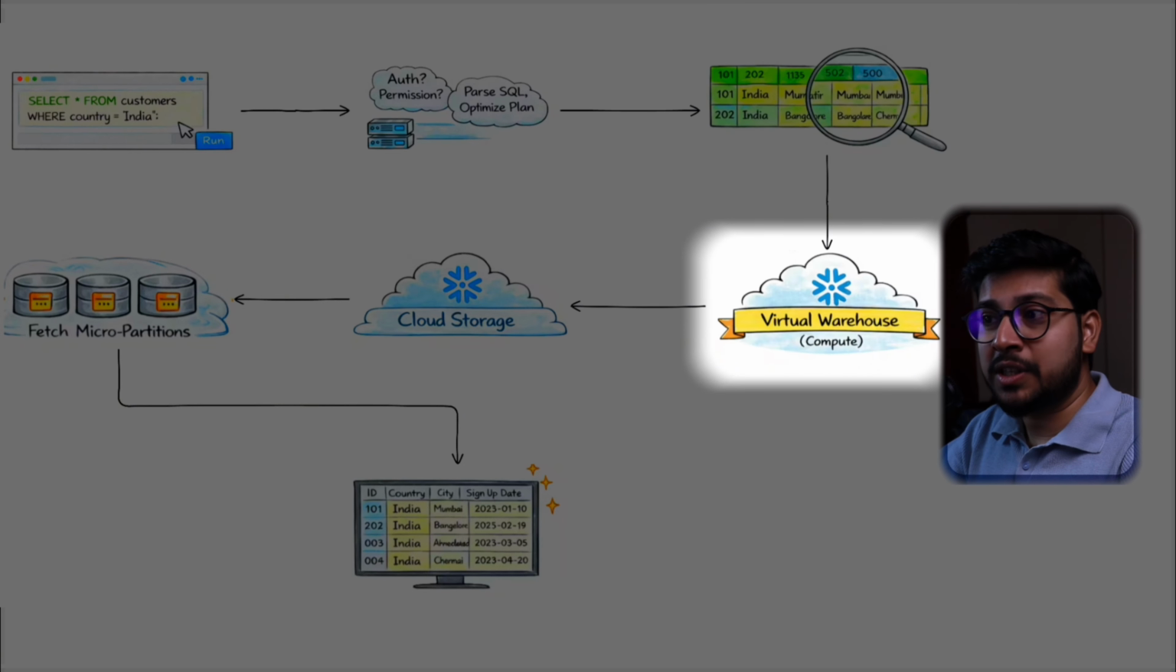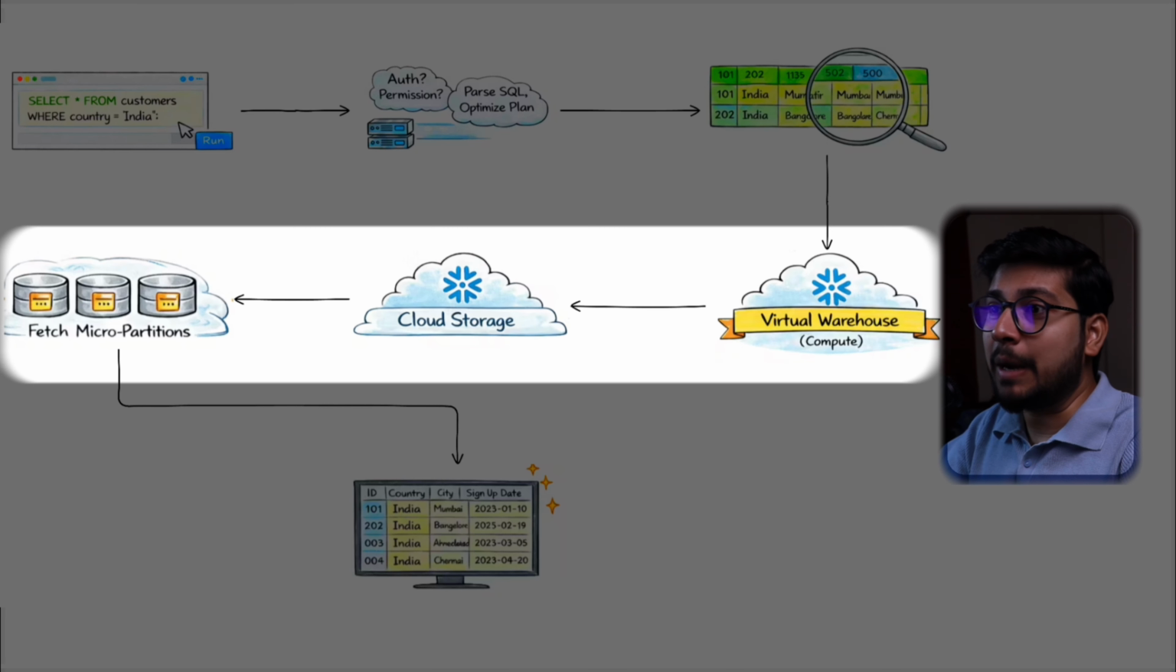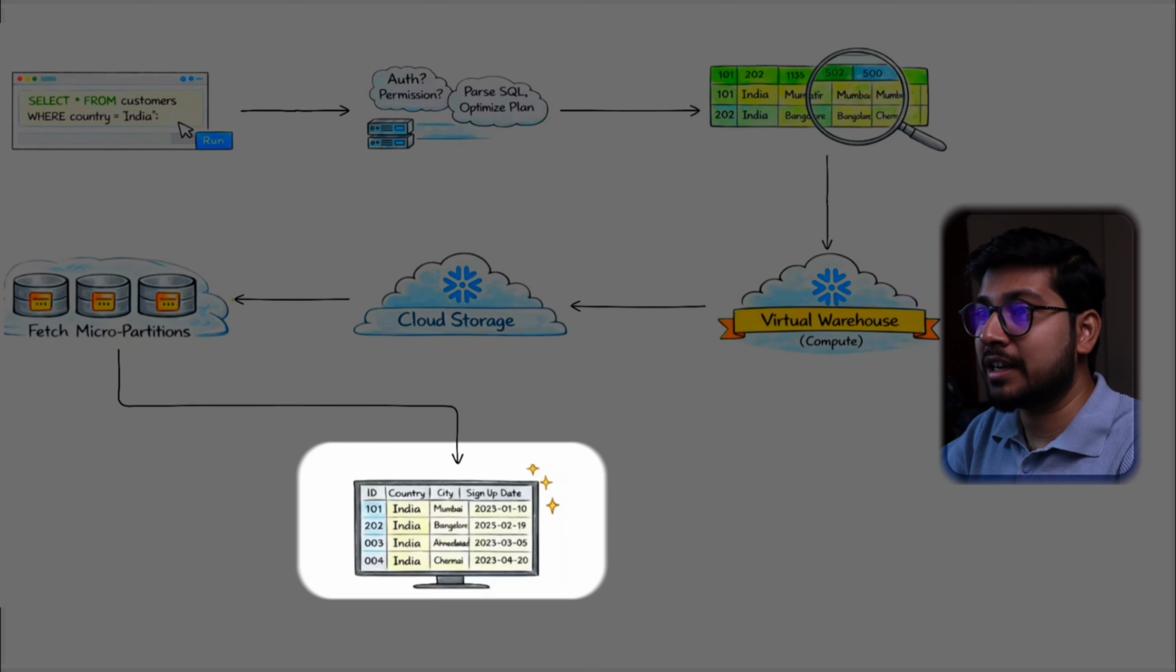Next, your virtual warehouse spins up if it is suspended and starts processing. Because of micro-partition pruning, it only reads the partition containing Indian customer data, not the entire table. After that, the compute nodes pull the necessary micro-partitions from storage, maybe from Amazon S3 or ADLS. Now the virtual warehouses process this data in parallel across multiple nodes and return you the result.